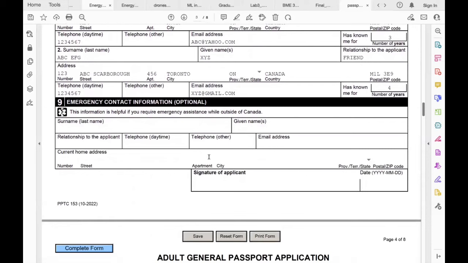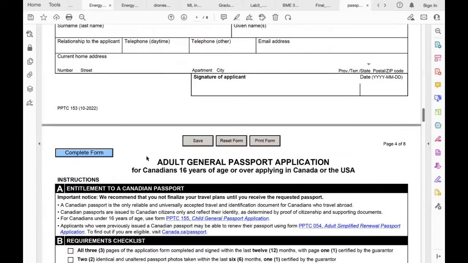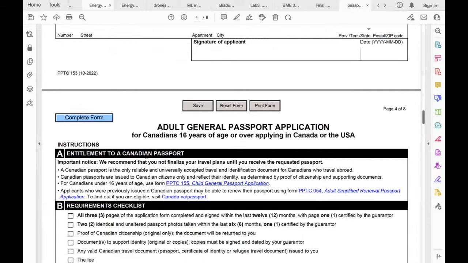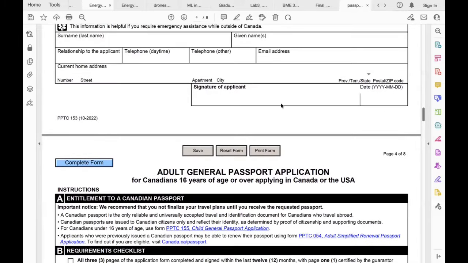Emergency contact, I didn't put any emergency contact here, but you can put anyone you like, your relative or your friend, as an emergency contact here. Okay, and then you sign this page and put the date here.